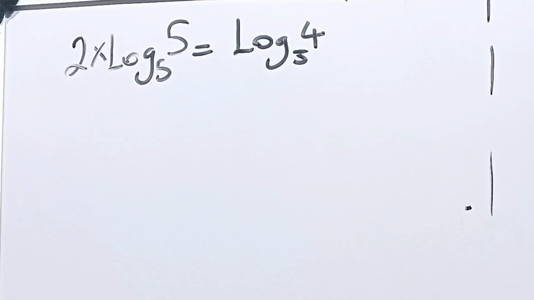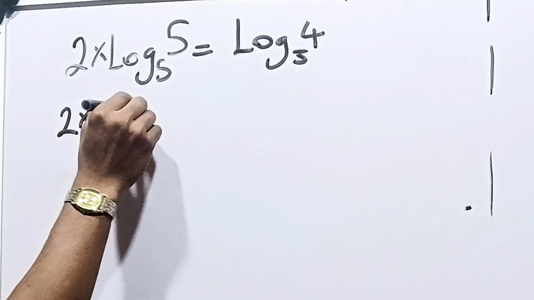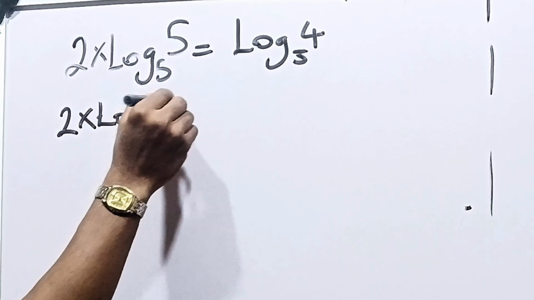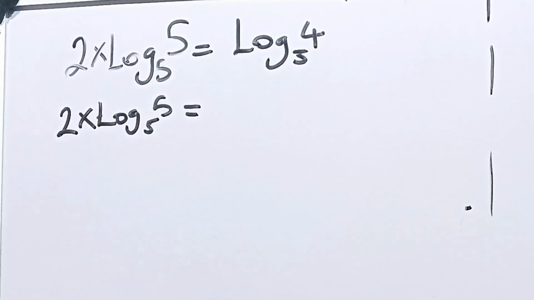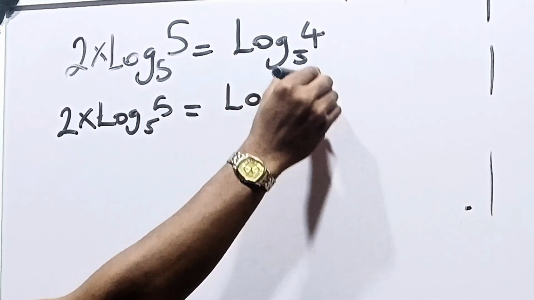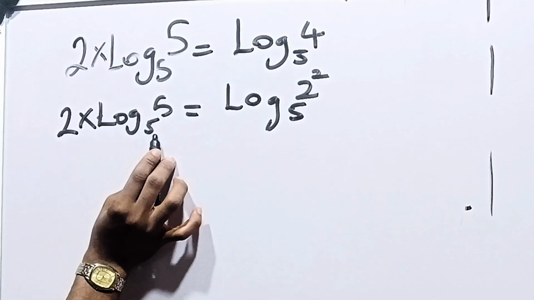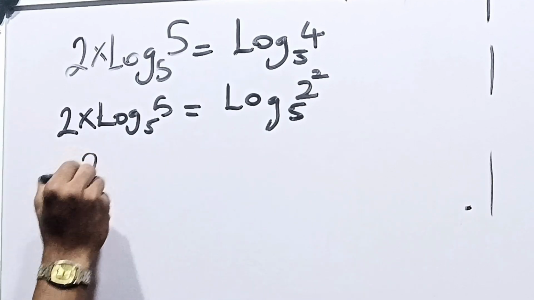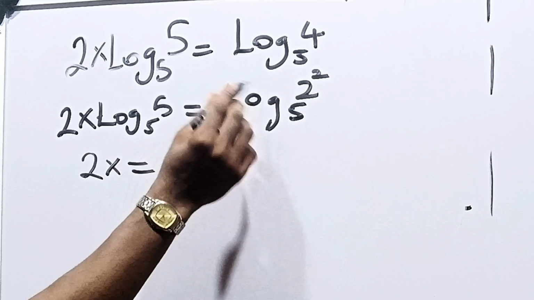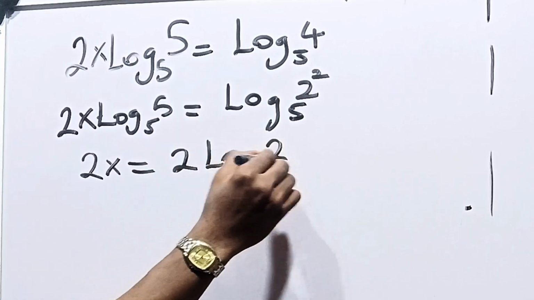Moving on from here, we can now say that this is 2x multiplied by logarithm of 5 to base 5, equal to, now, logarithm of 4 to base 5, which can be expressed as logarithm of 2 squared to base 5. Now, logarithm of a number to its own base is 1. So we have 1 times 2x, which is 2x, equal to, when you have this, multiply the power and the log together.